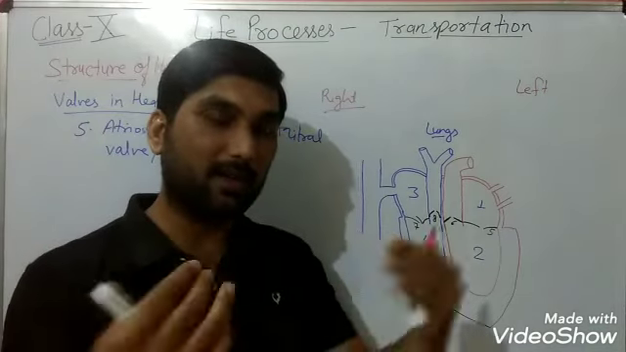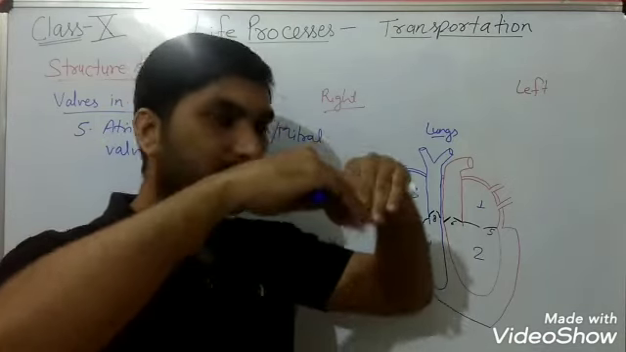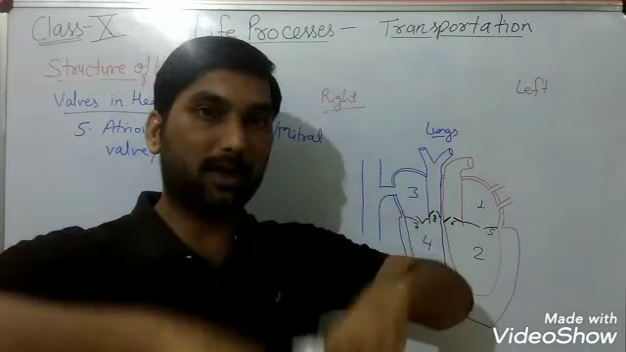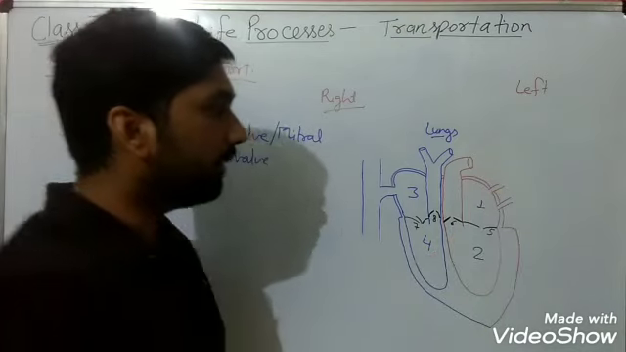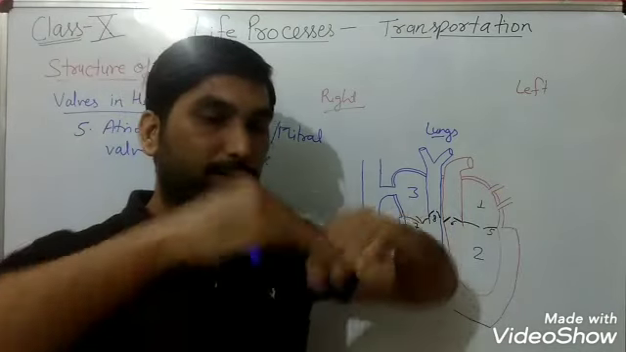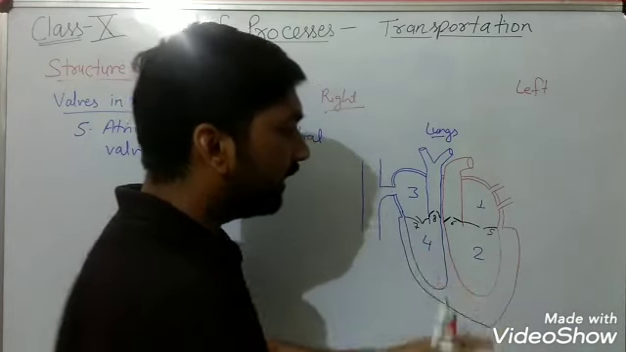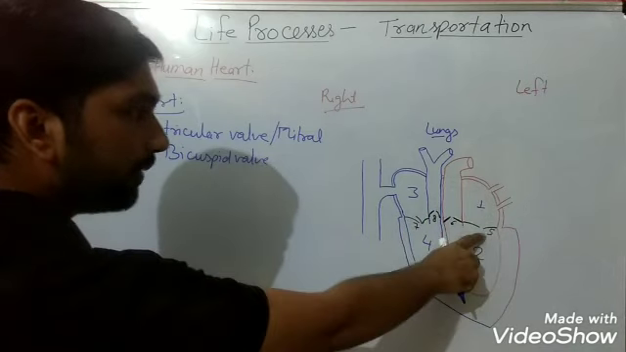Actually, bicuspid means what? Bi means 2 and cusp means plate-like structures which are going to open only towards the downside. You are observing here, these valves are going to open towards the downside. When the pressure is more in the upper chamber, the atrium, these valves are going to open, but when the pressure is more in the ventricles, these valves are going to close. So this is the bicuspid valve.